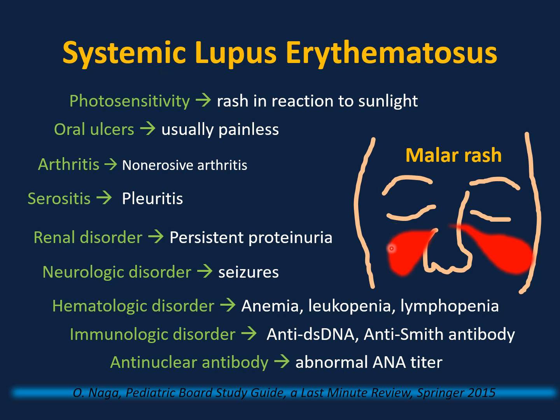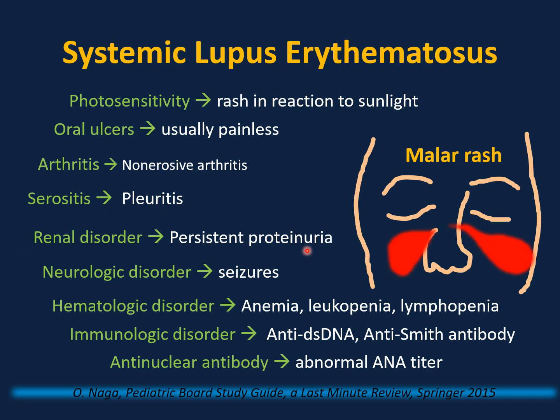The most classic presentation is malar rash, which is an erythematous raised rash on the face, sparing the nasolabial fold, giving the appearance of a butterfly. Photosensitivity rash in reaction to sunlight. Oral ulcers are usually painless. Arthritis is non-erosive, and this will make the diagnosis easier and faster, especially if it's combined with rash. Serositis like chest pain, pleuritis, pericardial effusion, pleural effusion.